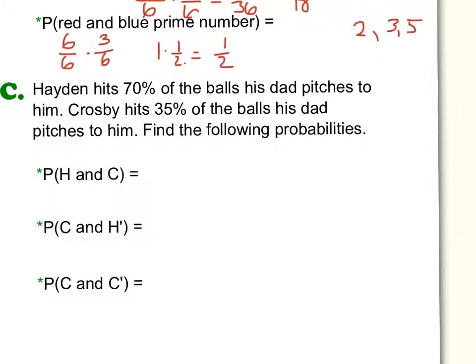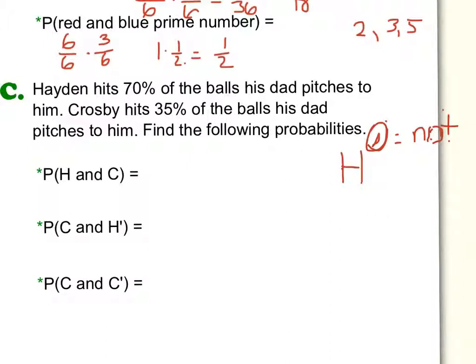Alright, we're going to introduce here a new concept. If you look down at the second problem, it says this little prime thing. That means not, or the opposite. So in this problem, we're talking about hitting balls. So the dad's pitching the ball, and the kid's going to hit the ball. When you see this little symbol up here, that little slash mark, that means what's the probability of that? It's not going to be a hit.